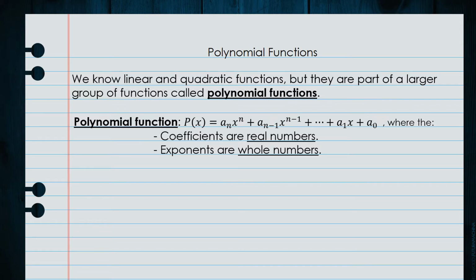Now, to make more sense of what exactly is a polynomial function, let's look at an example. If we were to have the polynomial function p of x equals negative 7x to the 5th plus 3x to the 4th plus 17x cubed minus 11x squared plus 5x minus 23.